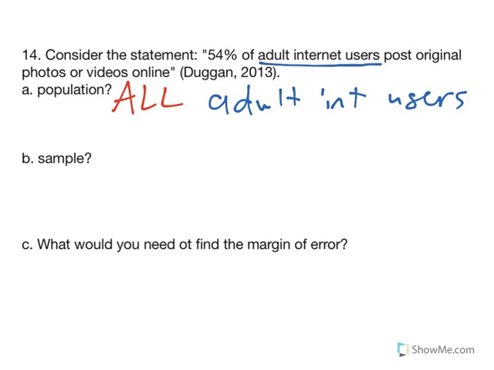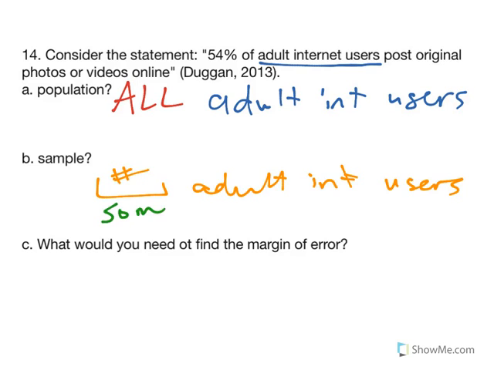And when you talk about the sample, it usually will have a number. So you would say number of adult internet users. You know, in this case, it doesn't give us an exact number. We don't know how many people we surveyed. If we surveyed 500, then the sample would be 500 adult internet users. If the sample was 10,000, then we would say 10,000 adult internet users. Because there is no sample size given, we don't know the actual number. So you could just say some, right? But usually we will use a number based off of what they give us in the problem.